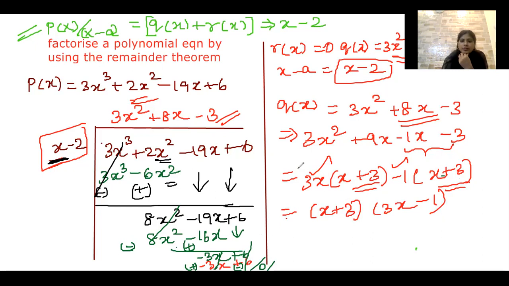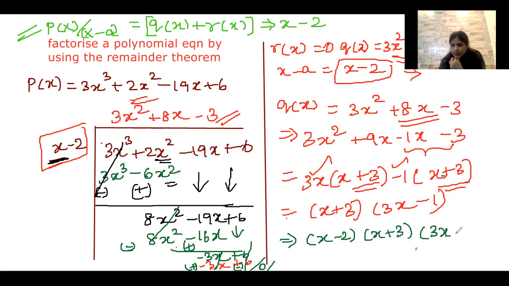So I got 2 factors from this and 1 factor in the first step itself. So my answer is going to be x minus 2 into x plus 3 into 3x minus 1. Let me check. Yeah, we got the solution. We found the solution of the cubic equation, the polynomial equation, with the help of the remainder theorem.